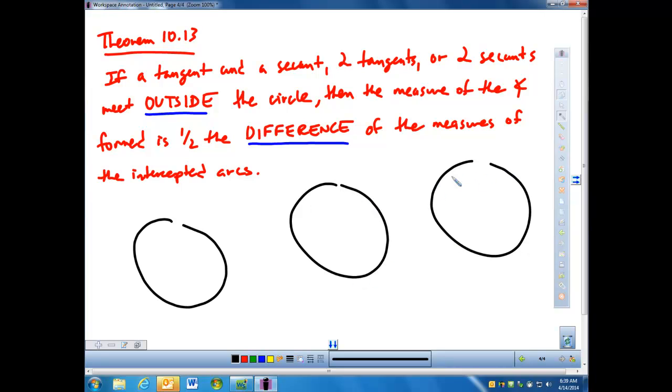So the first one we'll look at is if you've got a tangent and a secant. So there's my tangent, there's my secant. Okay, you can see the angles formed there. So if I'm looking for that angle up there in the top left, I have to know what that arc is, that 120 degrees, and I have to know what that little arc is right in there, that 50 degrees. So to find that angle there, the theorem tells me to subtract those two arcs, the big one minus the small one, and then divide by 2. So 70 divided by 2 is 35. 35 degrees is the measure of that angle.